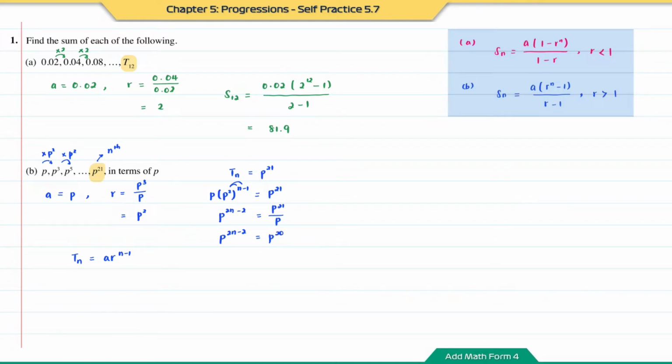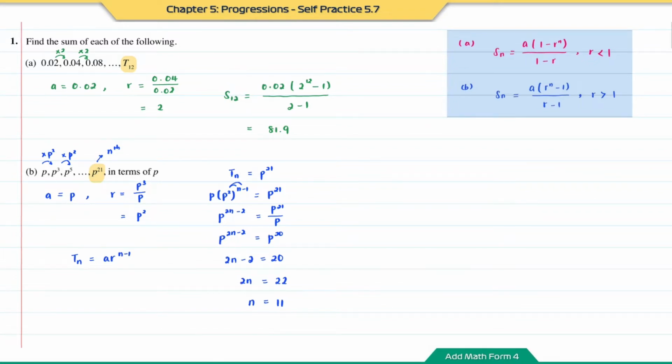Now on the left hand side and the right hand side, they are of the same base, so I can just compare the power. So 2n minus 2 is equal to 20. 2n is equal to 20 plus 2, which is 22. Therefore, n is equal to 22 divided by 2, which is equal to 11. So p to the power of 21 is the 11th term of this geometric progression.